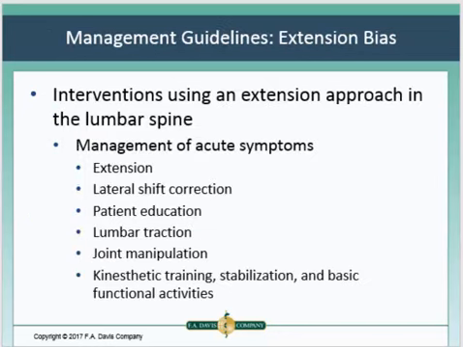These are all interventions that can be used in an extension bias. So extension exercises, prone press-ups, any kind of extension mobilization or manipulation. A lateral shift correction, which we will go through in lab. Patient education, so teaching them how to stay out of that flexed posture. Lumbar traction can be used. We talked about joint manipulation, and then stabilization once they are making progress. All right, I'm going to stop that podcast. Next, we're going to talk about surgeries, and I'll do that in the next podcast.